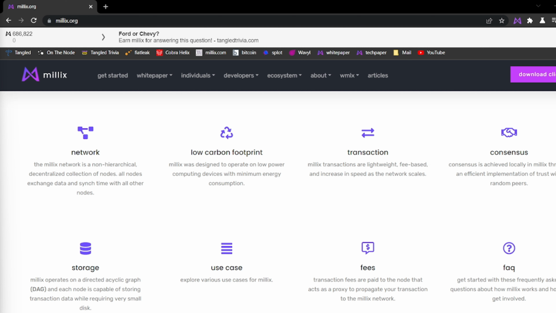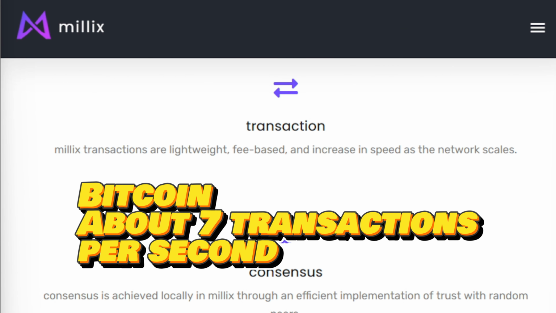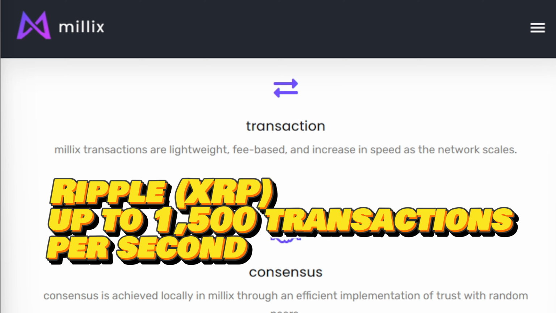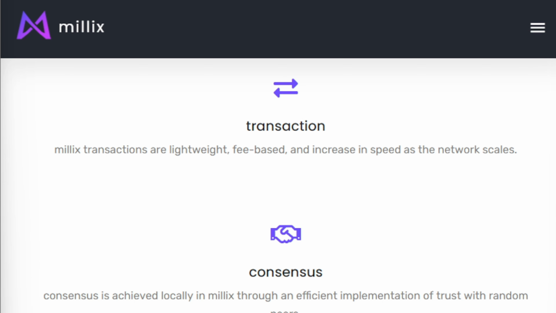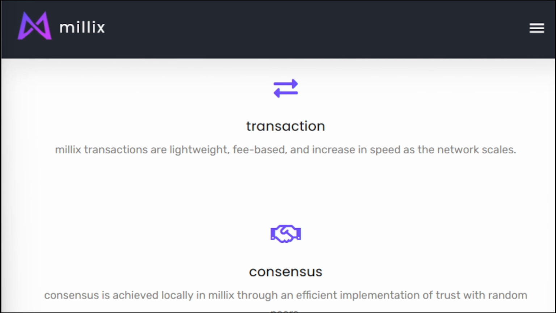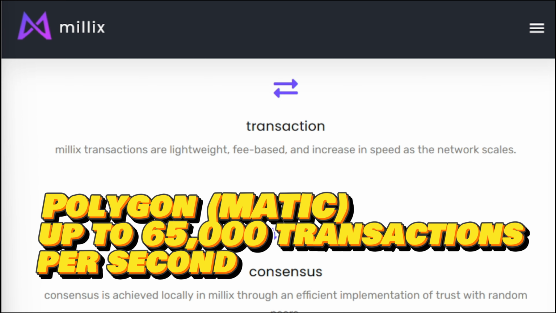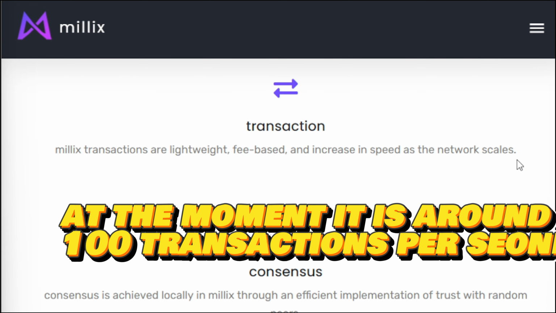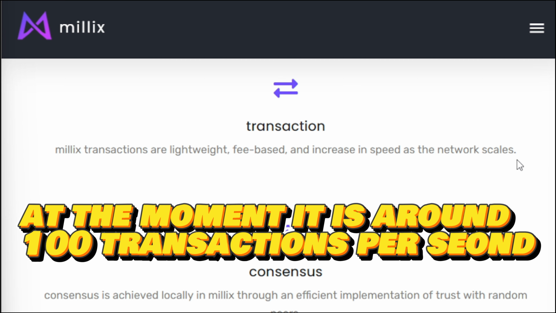A lot of blockchain projects have transaction limits. For example, Bitcoin can only do 7 transactions per second. Another example is XRP Ripple can handle up to 1500 transactions per second. Solana can handle 50,000 to 65,000 transactions every second. And Polygon can process up to 65,000 transactions per second. As you can see, all of these have a cap on how many transactions they can do. What is cool about Millix is that the more nodes that are running, the more transactions the network can handle.